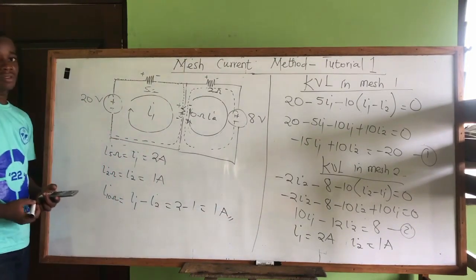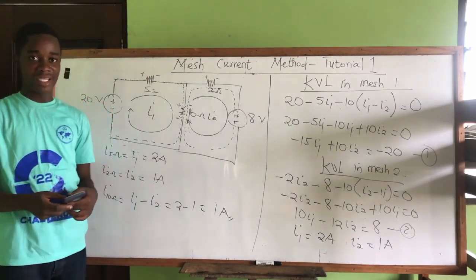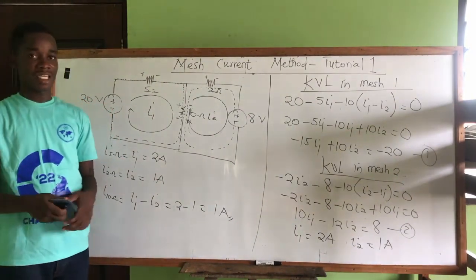So this is the mesh current method approach used to find current in a resistor in a particular circuit.